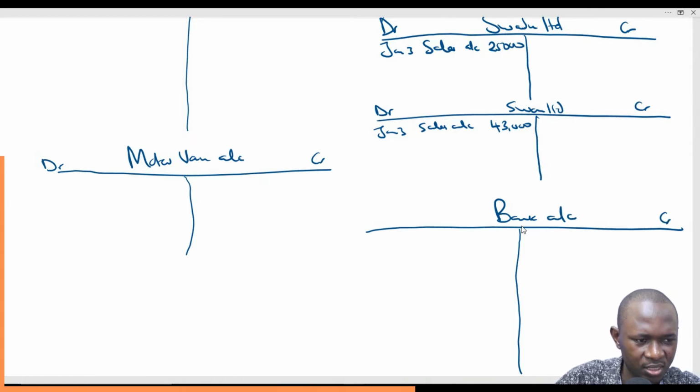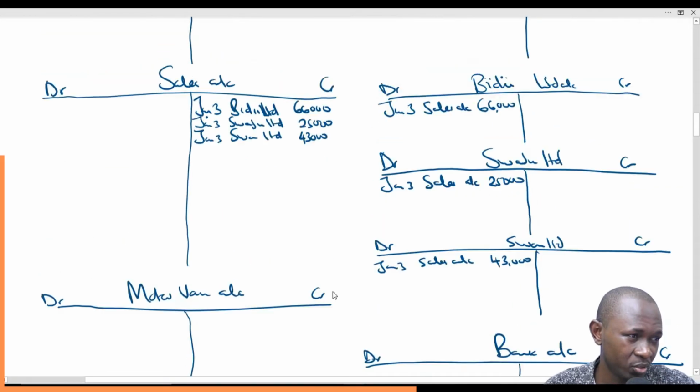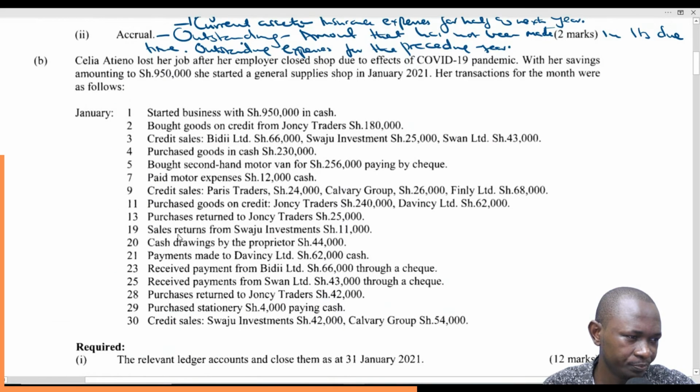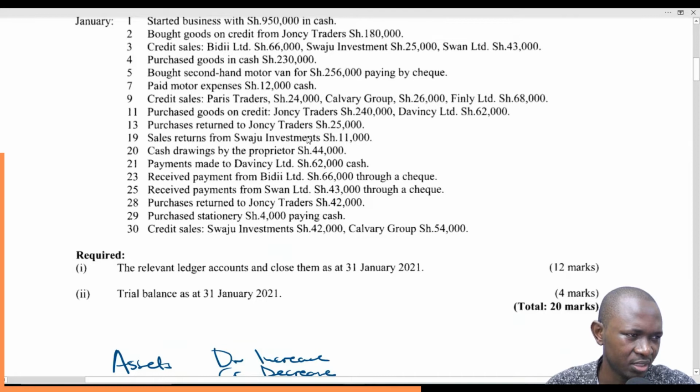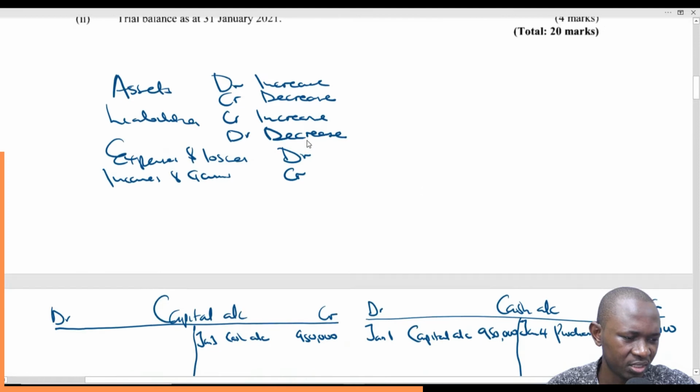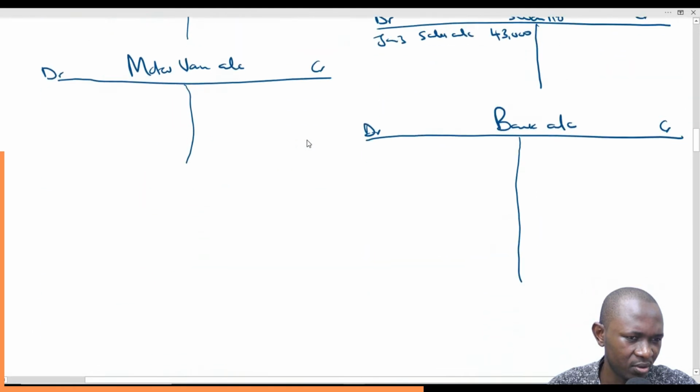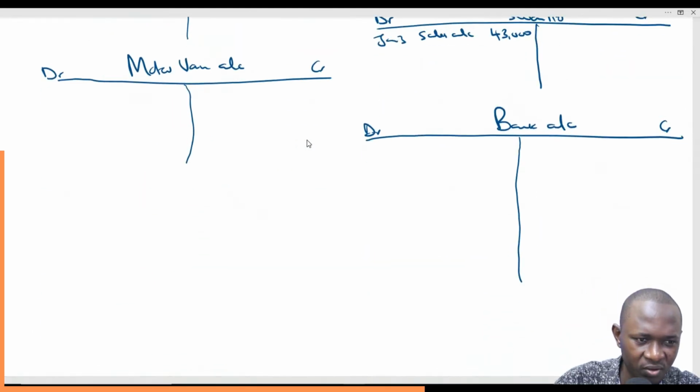So credit, debit. Now we bought a motor van, bought second-hand motor van for 256,000 paying by check. And when is this? This is January 5th, motor van. That one is January 5th. So this money will leave the organization. January 5th, motor van account, 256,000, and then the motor van will gain.